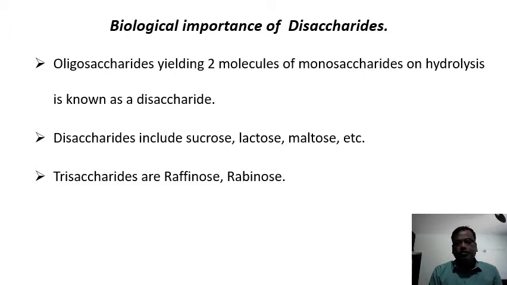We already studied what are disaccharides. Now disaccharides are the simple sugars which are made up of two monomers, two sugar units. Examples for disaccharides are sucrose, lactose, and maltose. Here, trisaccharides are raffinose and rabinose. Trisaccharides we will not worry about here. We will concentrate only on the disaccharides called sucrose, maltose, and lactose.